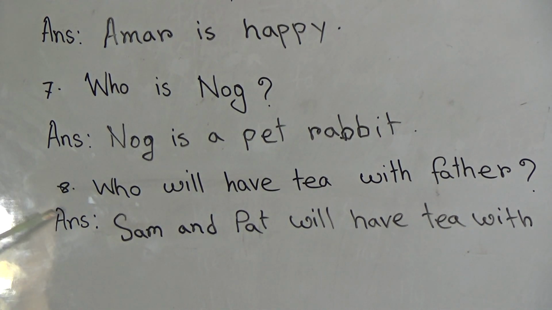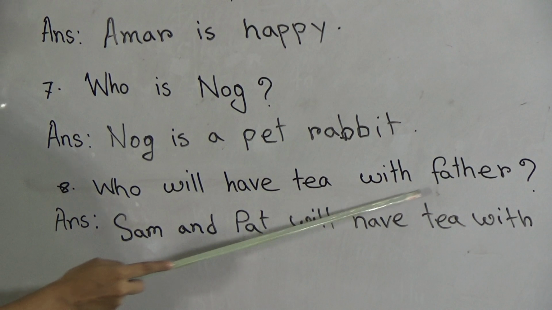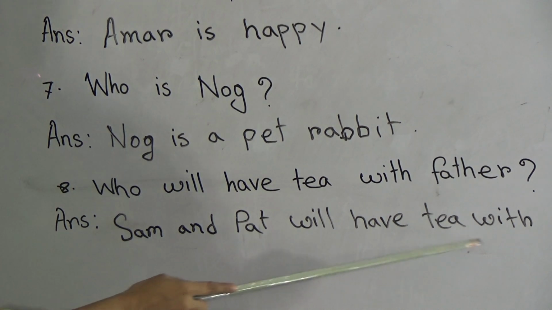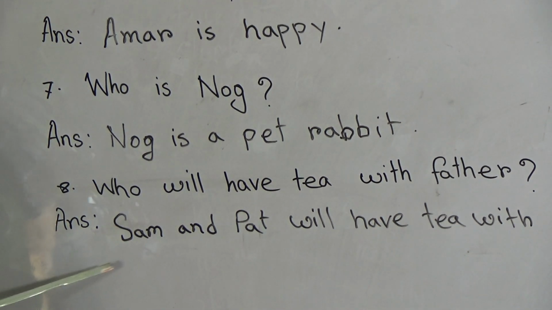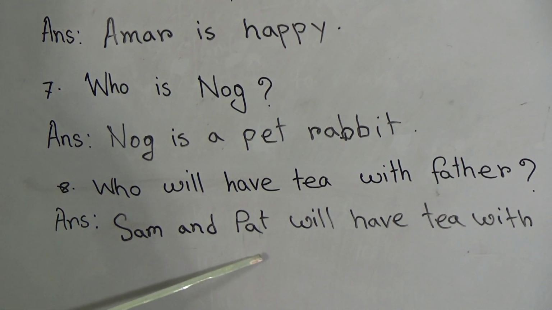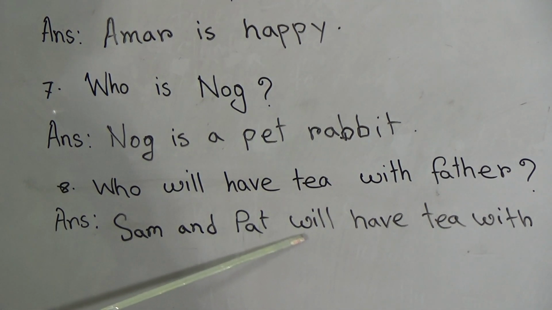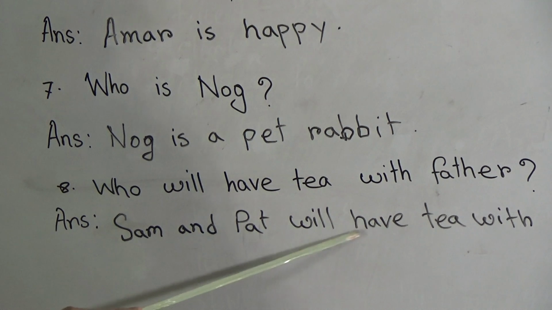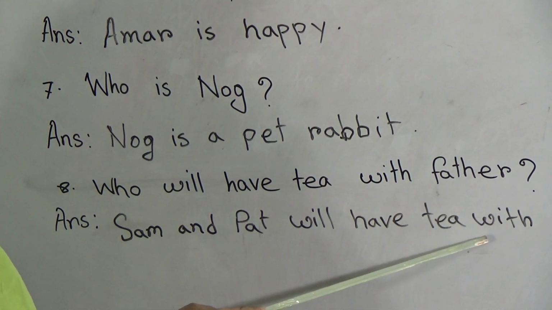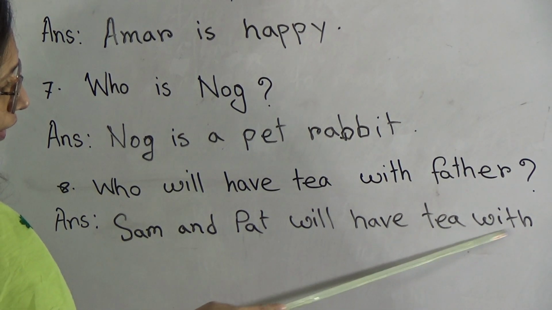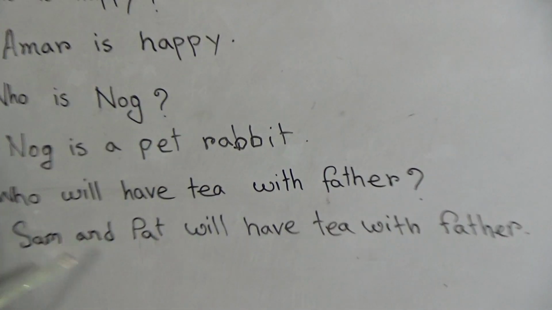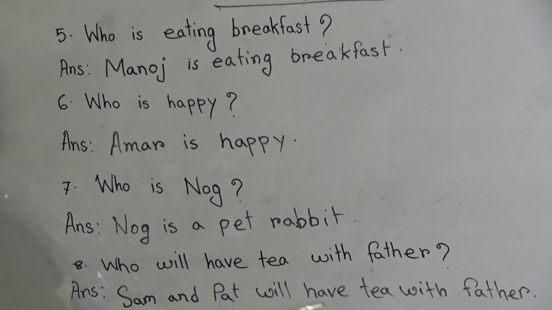Then last one, number 8. Who will have tea with father? Answer, Sam and Pat will have tea with father. So see the spelling, S-A-M, Sam, A-N-D, and P-A-T, Pat, will, W-I-L-L, will have, H-A-V-E, have, tea, T-E-A, with, W-I-T-H, F-A-T-H-E-R, father. Okay, then full stop at the end. So Sam and Pat will have tea with father.